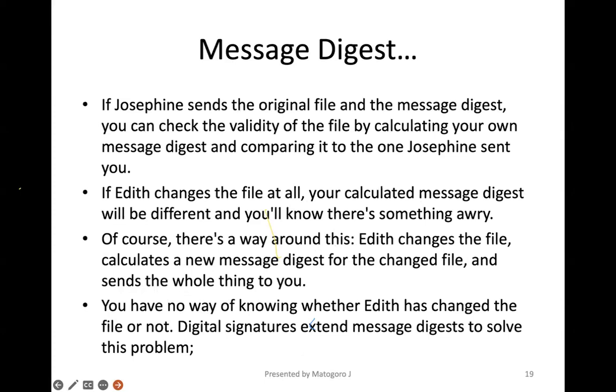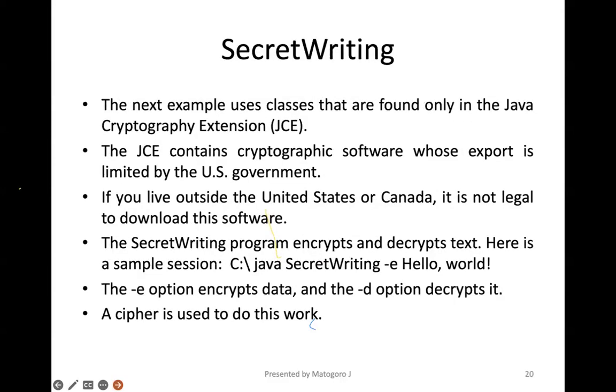Of course, there is a way around this. Edith can change the file and calculate a new message digest for the changed file, and then she can send the whole thing to you. So you have no way of knowing whether Edith has changed the file or not, but the digital signature extends the message digest to solve this problem. I remember I mentioned three secure services that are provided by cryptography. So it's important, when you are developing a Java application, that you are able to play around with those three services I have mentioned. And we also have secret writing.